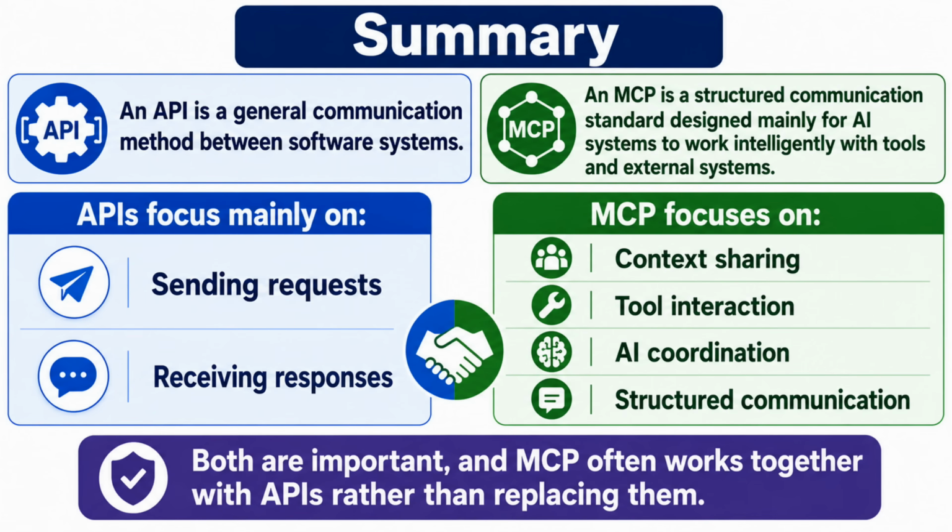Now we will see the summary. An API is a general communication method between software systems. MCP is a structured communication standard which is designed mainly for AI systems to work intelligently with tools and external systems. APIs mainly focus on sending requests and receiving responses. MCP mainly focuses on context sharing, tool interaction, AI coordination, and structured communication. Both are important, and in many cases, MCP works together with APIs instead of replacing them.